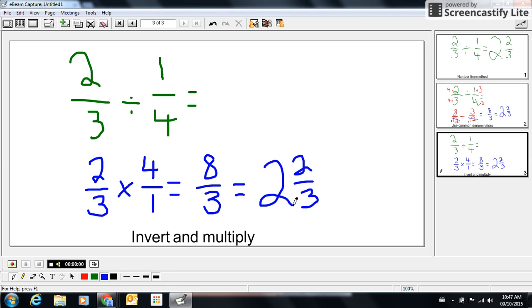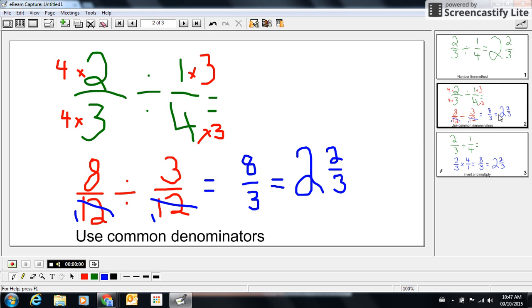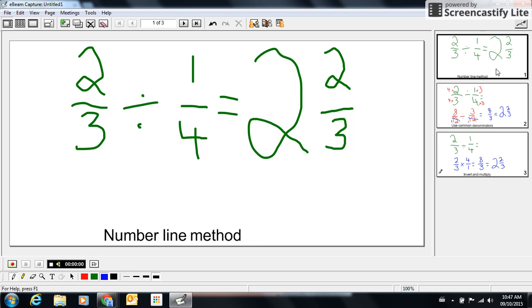So our answer for 2 thirds divided by 1/4 when we invert and multiply is 2 2/3, just like it was for the common denominator method and just like it was for the number line method. So there you go, folks. I have taught you 3 ways. Whatever method you like best, you're going to use.